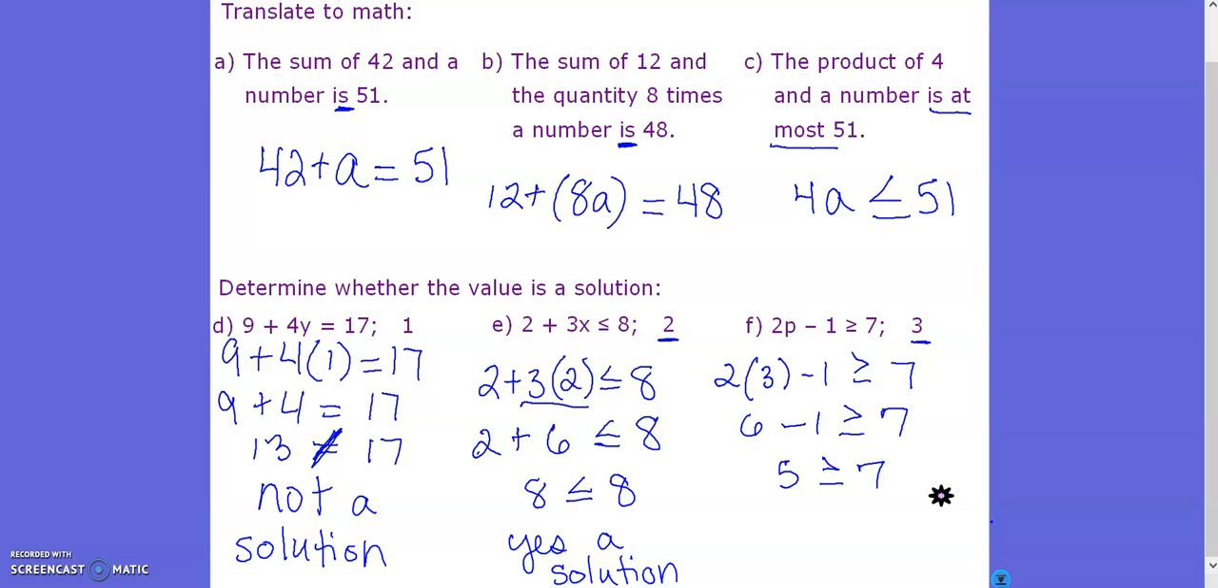Well, let's see. Is 5 greater than 7? Nope. Is 5 less than 7? I'm sorry, is 5 equal to 7? No. So this one is also not a solution because 5 is not greater than or equal to 7.